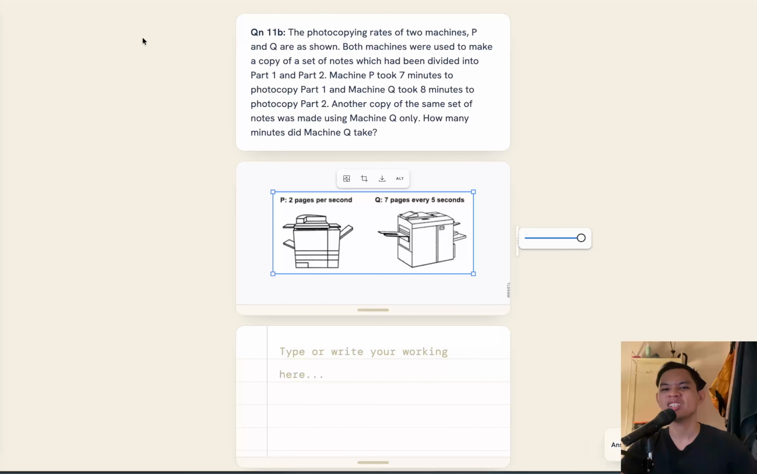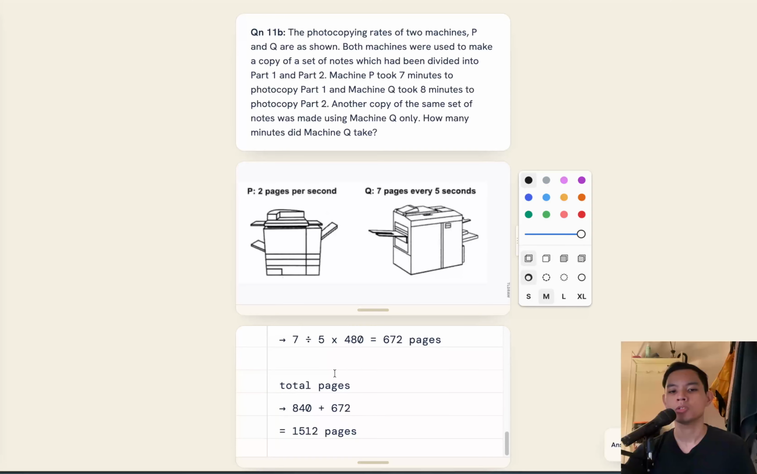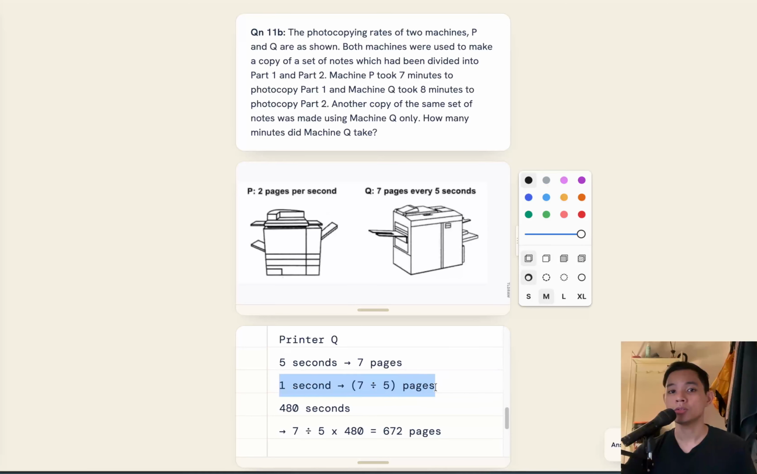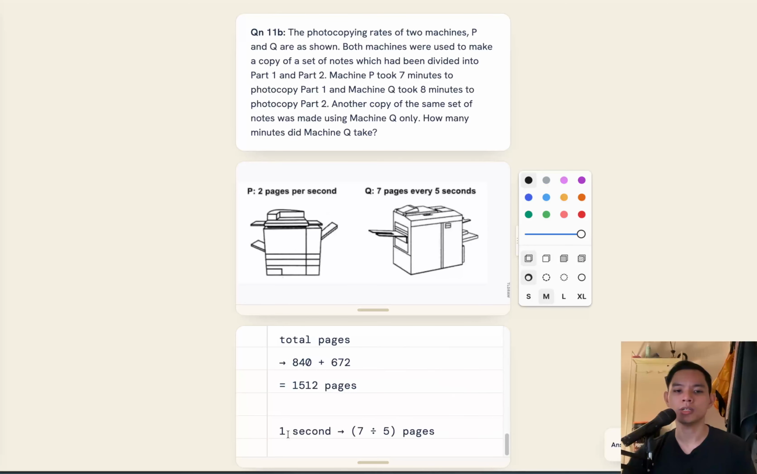Okay, there we go. Question 11, part B. Another copy of the same set of notes was made using machine Q only. How many minutes did machine Q take? So we know the total pages is 1512. So machine Q, I call it printer Q.